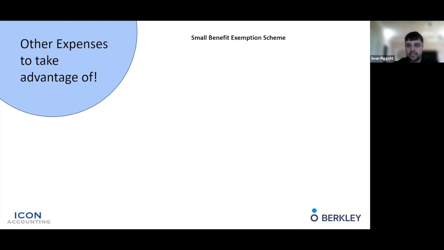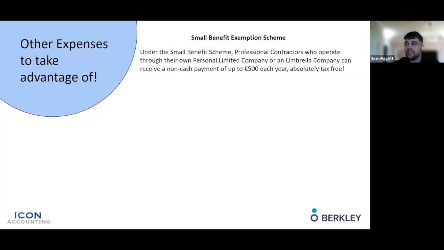The small benefit exemption scheme is more than likely the most popular one that you won't have heard of, or if you have heard of it, keep taking advantage of it. Essentially, it's an opportunity for you to expense a €500 gift voucher once a year. There were a couple of changes a couple of years ago that allowed you to take one voucher for €250 at the start of the year and another at the end of the year. It has to be a once-off purchase now.